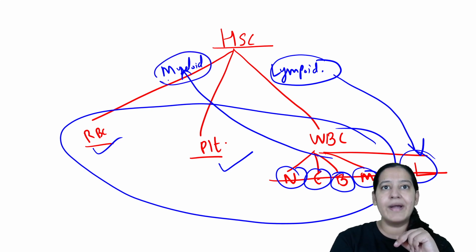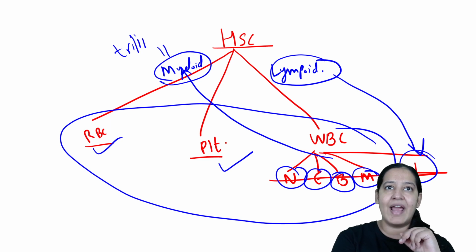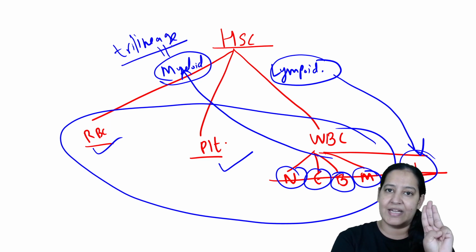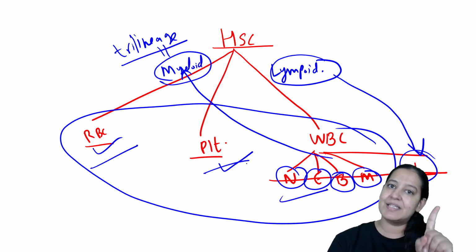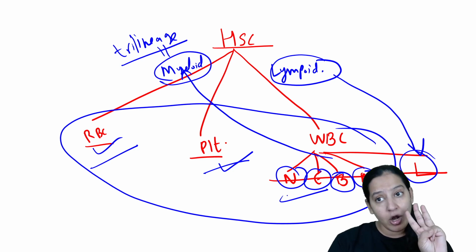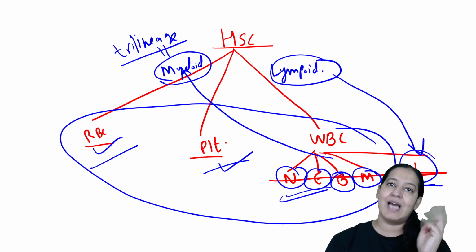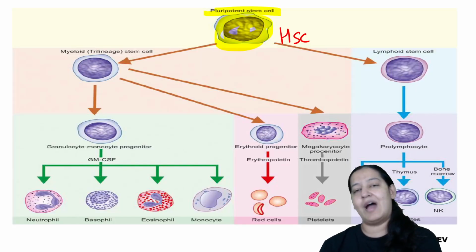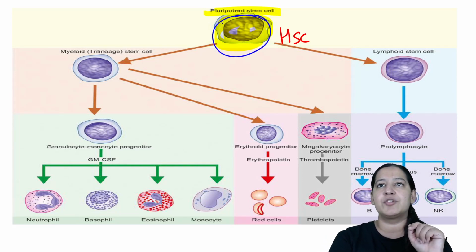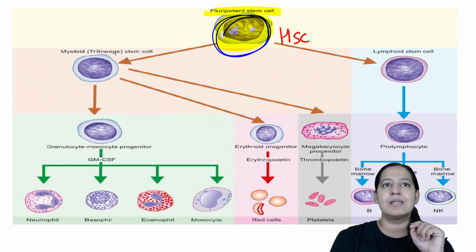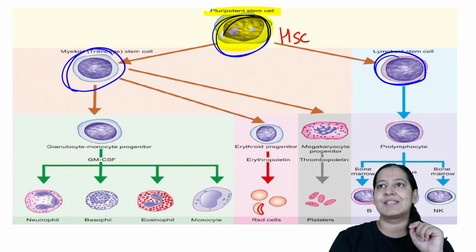That's why myeloid stem cell is known as trilineage stem cell, because it is forming the cells of all 3 series, RBCs, WBCs and platelets. So all RBCs, all platelets and all WBCs except lymphocytes are formed by myeloid stem cells. So I hope you got it. So same thing is shown here in the diagram also. See, this is hematopoietic stem cell. So the 2 stem cells formed out of it are myeloid stem cell and lymphoid stem cell.